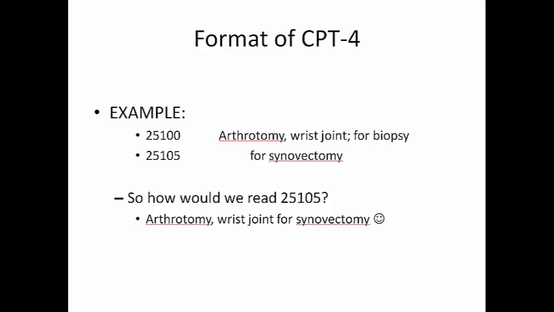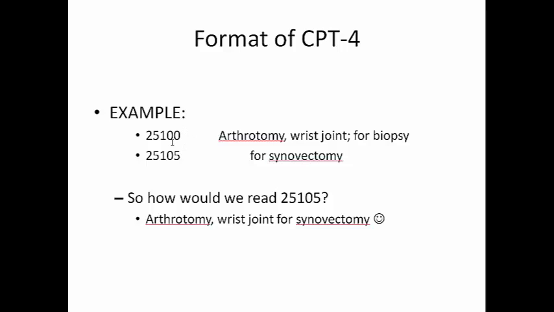The format of CPT-4 was developed as standalone, with descriptions for each procedure. To conserve space, some of those descriptions are not printed in their entirety, but they refer back to the common portion that is listed in the preceding entry.